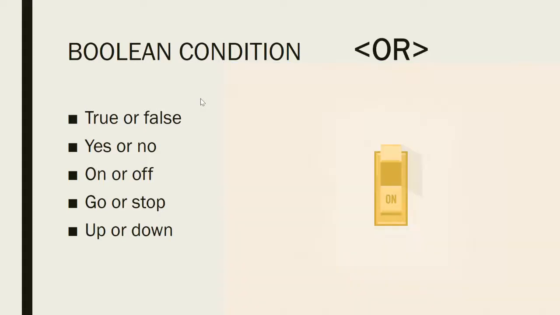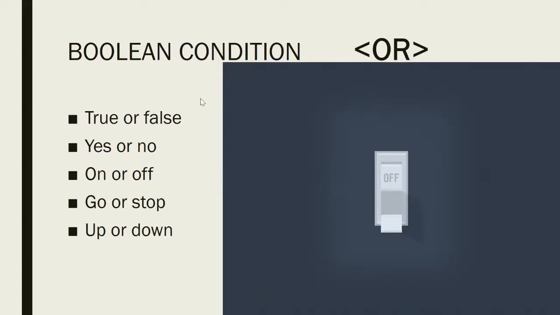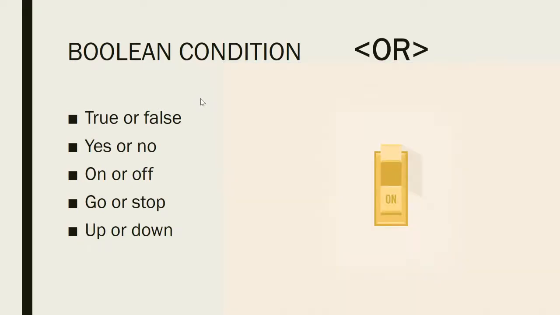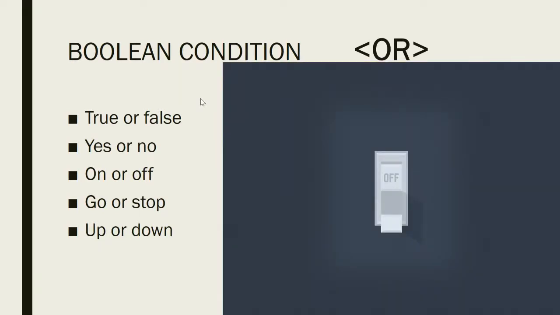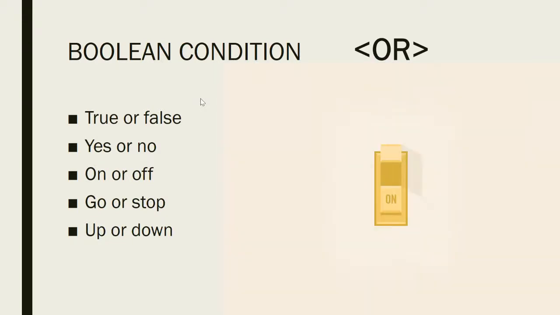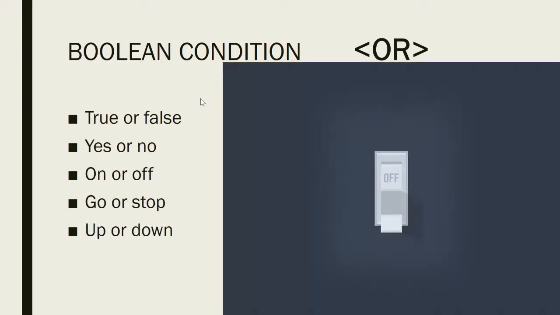So these sensors work on Boolean conditions. There are three types of Boolean conditions. They are and, not, and or. Today we will talk about the or Boolean conditions. These are very straightforward. It's an either-or kind of sentence.